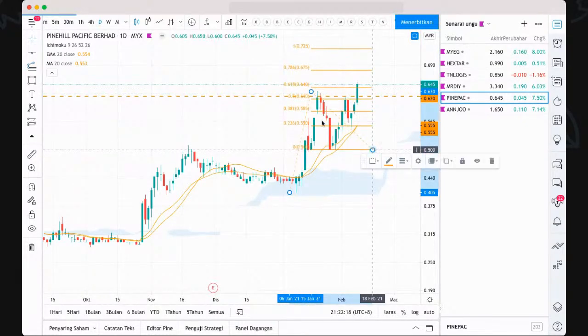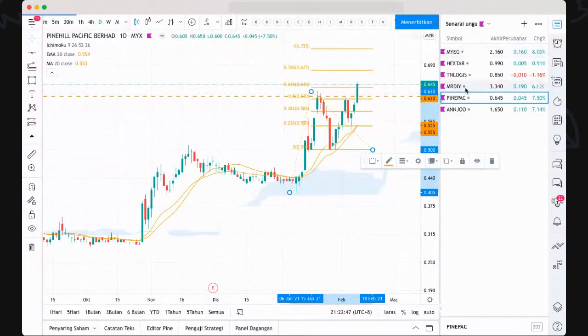All right. Okay, so currently the price already breaks this resistance. So tomorrow, probably the price will test this resistance before going higher to test the next resistance. So this is our trading range. This is how we can control our entry point and when to exit, when to enter, all this. So this is about Pine Pack.